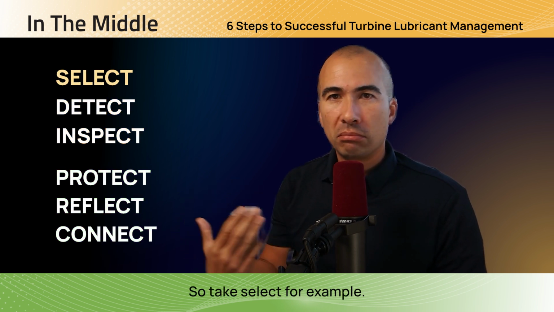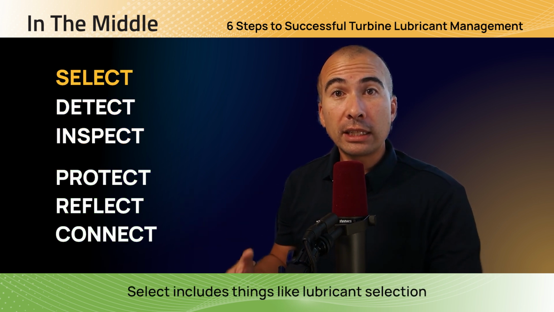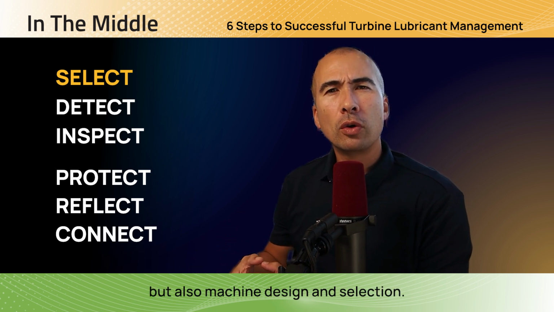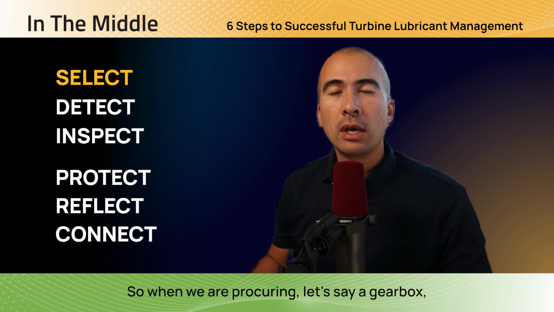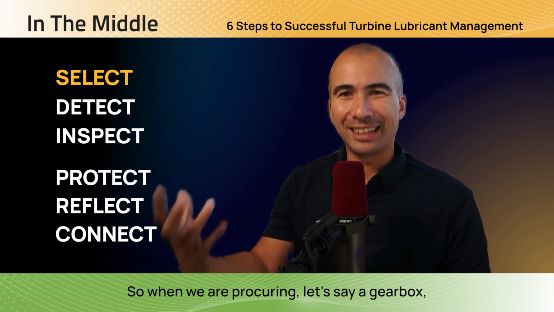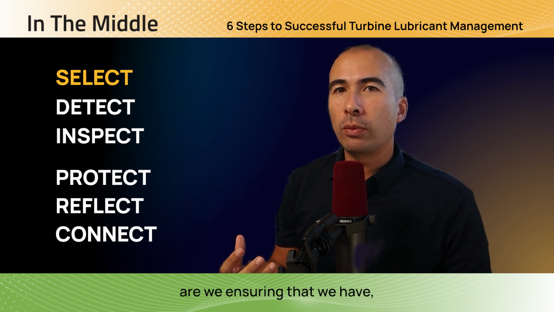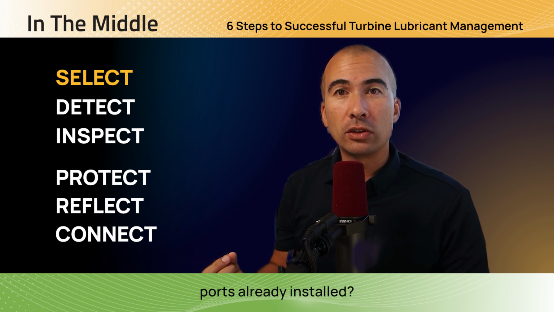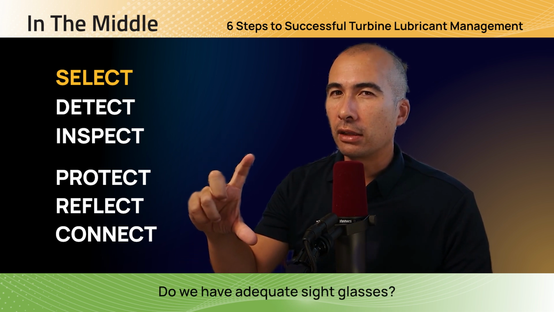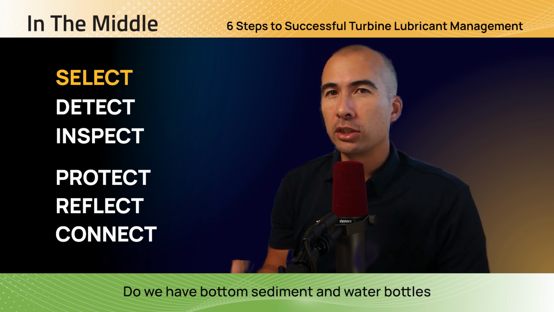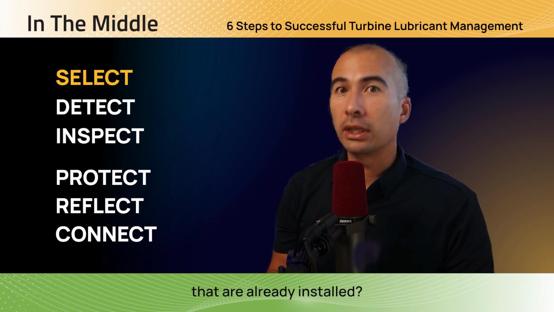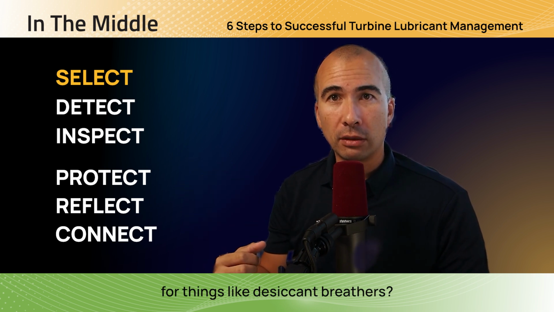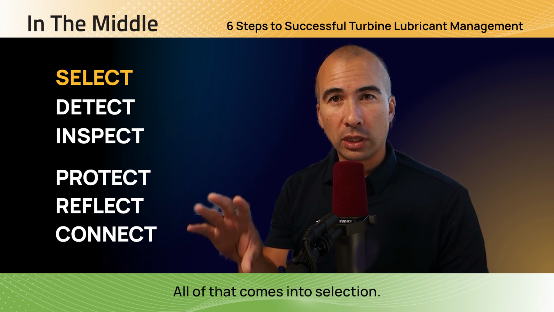So take select, for example. Select includes things like lubricant selection and supply selection, but also machine design and selection. So when we are procuring, let's say, a gearbox, are we ensuring that we have, for example, oil sampling ports already installed? Do we have adequate sight glasses? Do we have 3D bullseyes? Do we have bottom sediment and water bowls that are already installed? Do we have allowances for things like desiccant breathers? All of that comes into selection.